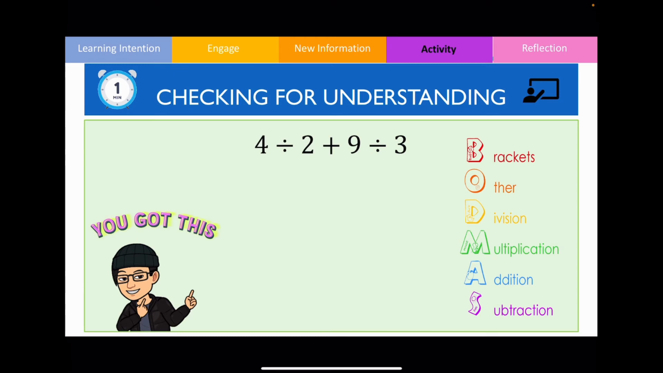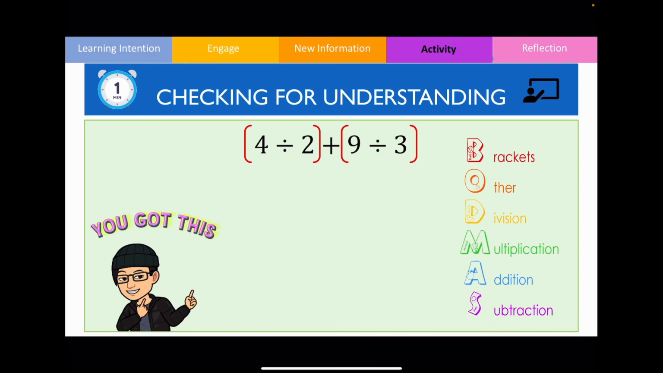Hopefully everyone has attempted this question. So this question is 4 divided by 2 plus 9 divided by 3. So according to BODMAS, we should therefore be doing division first. Because it doesn't have any brackets, I'm just going to be adding brackets because it tells me these are the things I need to do first.